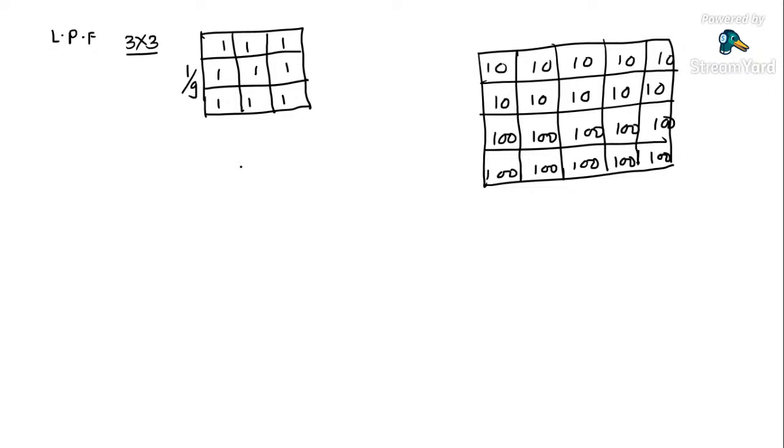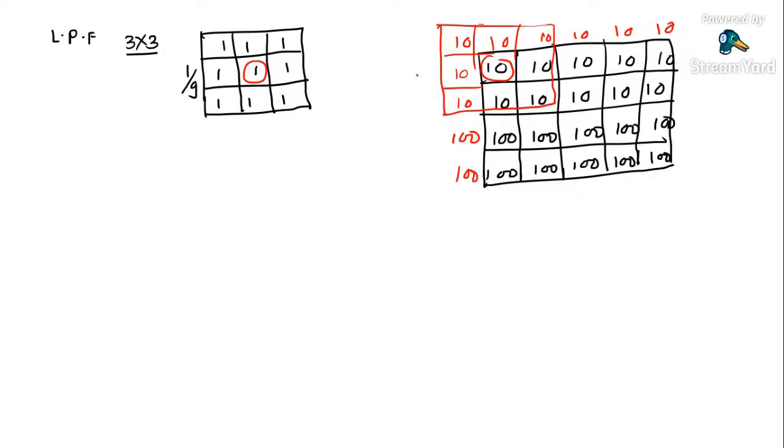Now apply the mask. How to apply the mask? That is the important thing. I will start applying from the upper left corner, so the center of the mask must be located here, and the mask will be like this. If you want to perform the operation here, you have to extend the border: this is 10, this is 10, this is 100, extend this, and so on. So you have to consider this row.